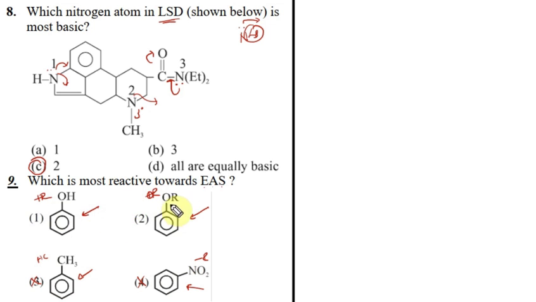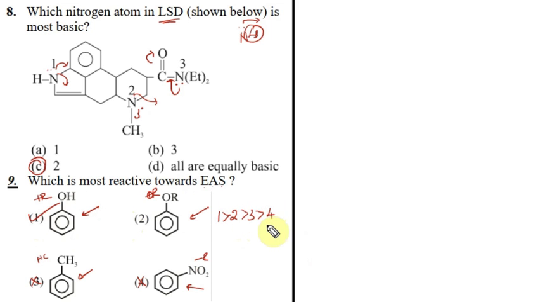You want to remember OH is better in terms of giving electrons than OR because of steric effect. Since OR is bulky, the electron is out of plane, it cannot give into the ring. So you always want to remember phenol is better than ether. This exception has come so many times in NEET, so you always want to remember. So this is the best, and the order would be 1 is better than 2, better than 3, better than 4.